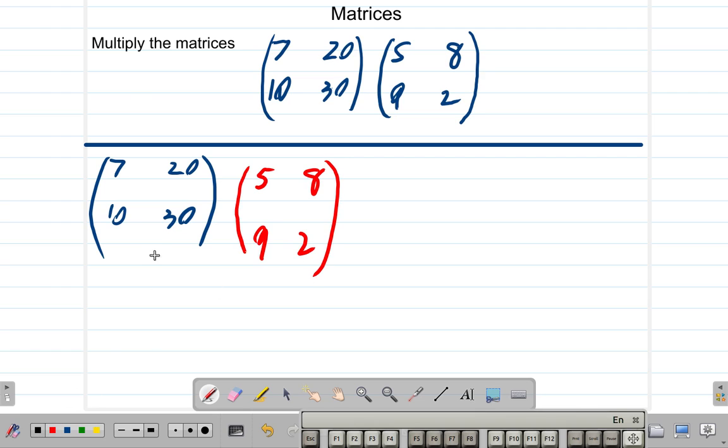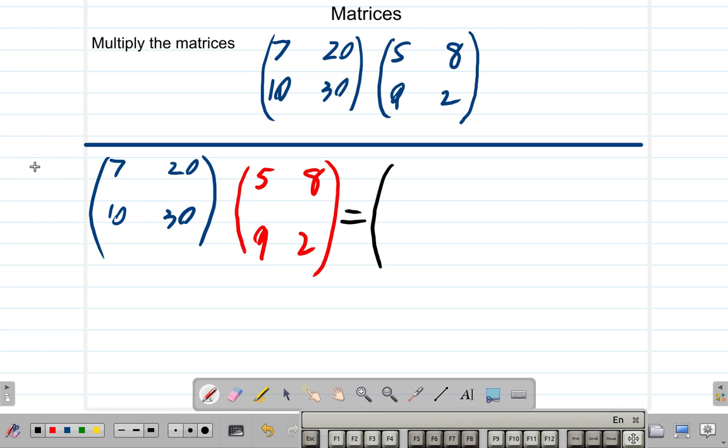Here now, we multiply row by column when we multiply matrices, alright? Remember, this is row 1, this is row 2, going across, the rows go across. Then of course, what we have is column 1 going down and column 2 going down. Remember those things.